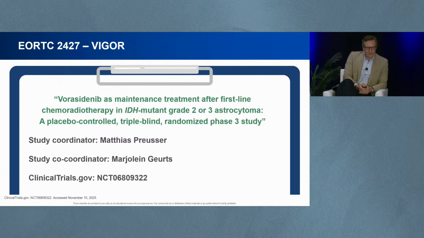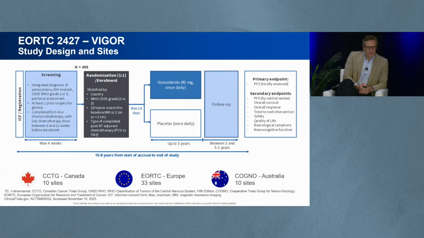It's a randomized phase 3 trial, placebo-controlled and triple-blind. This is the study design. We will include astrocytomas grade 2 and grade 3 who have had at least 1 prior surgery for glioma and who have completed the first-line chemoradiotherapy with the last chemotherapy dose given between 6 and 12 weeks before enrollment.